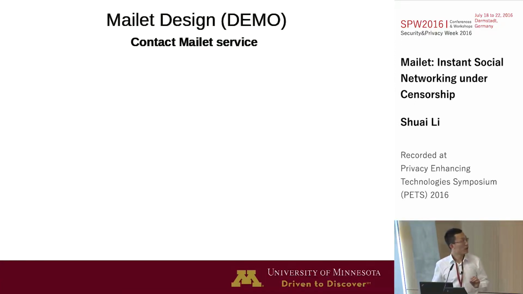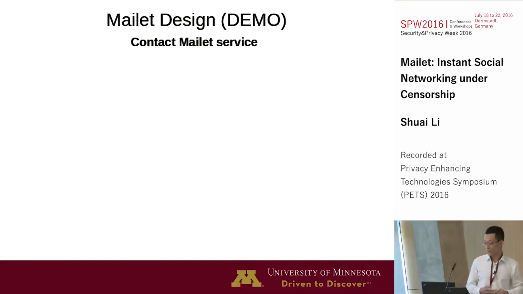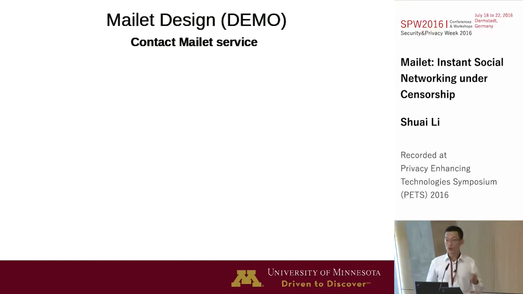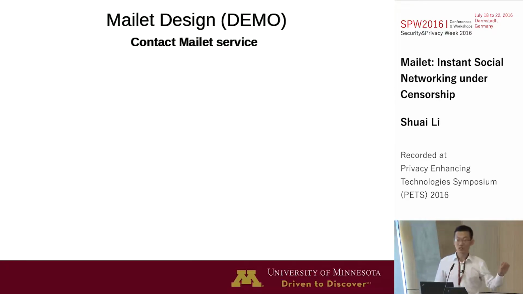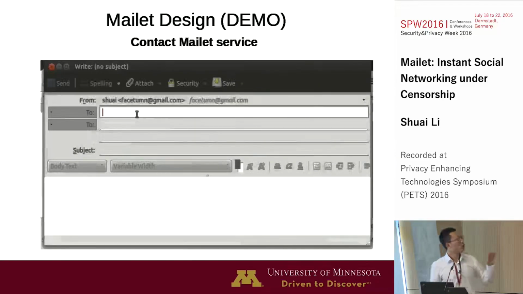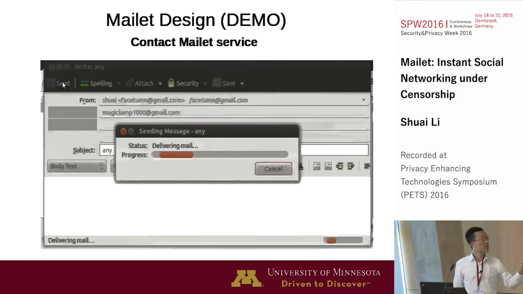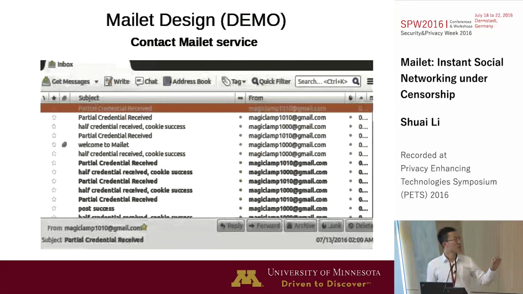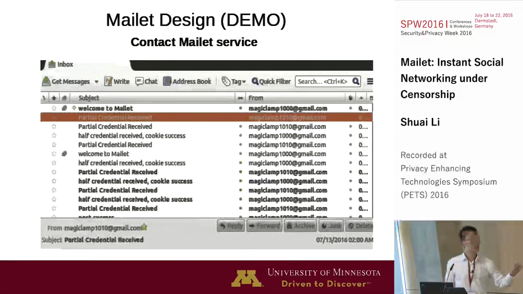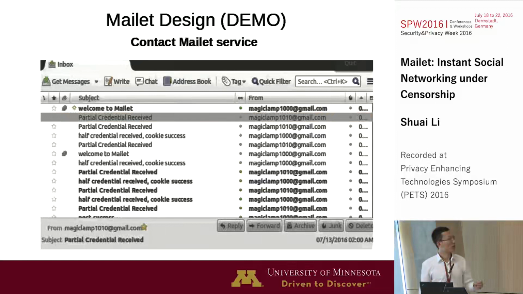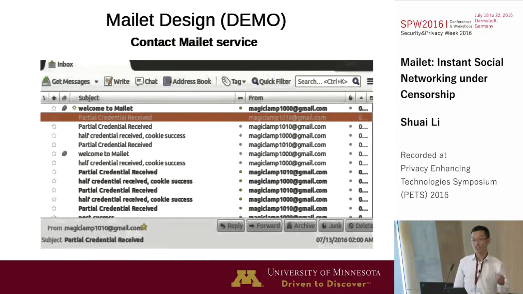Here I'll give you a demo of how our system works. For the user, at the very beginning, they contact the Mailet service directly without installing any client software. This is very convenient for the user. The way is to write down the email address of our Mailet service and send a random email to our Mailet service. Later, they will receive a reply with an attachment, which is HTML.